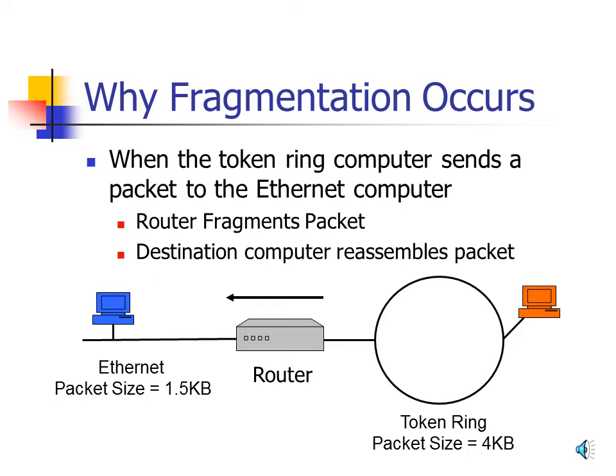So at this point in time, the router would have to divide, or fragment, that packet into at least 3 pieces, and then send each fragment as a separate IP packet to the destination computer on the Ethernet segment. Then the Ethernet station would take the 3 IP packets, the 3 fragments, and recombine them into the original IP packet that was sent out by the token ring station.